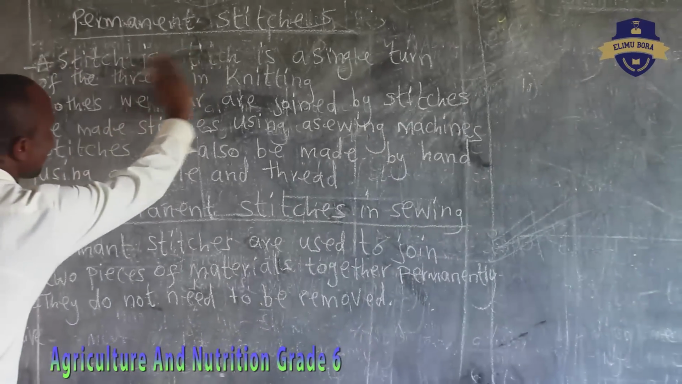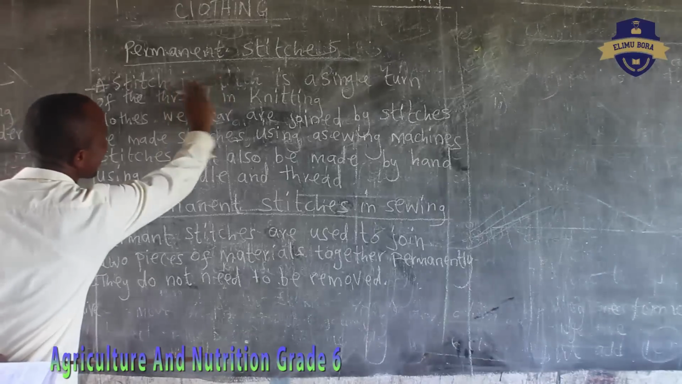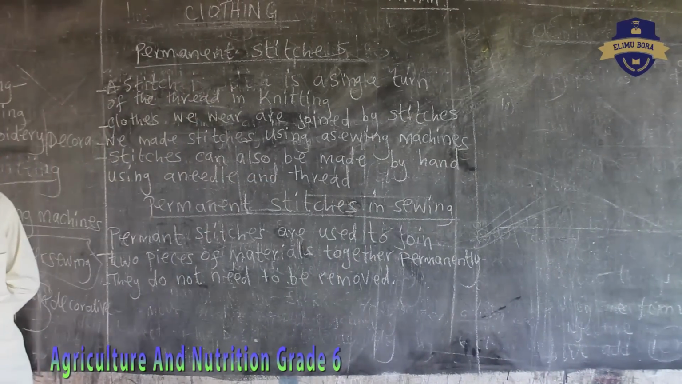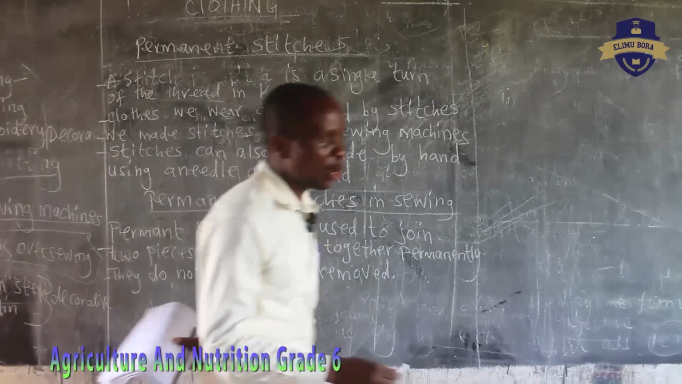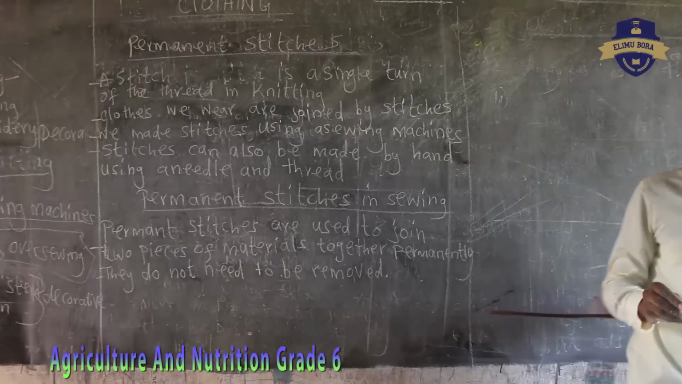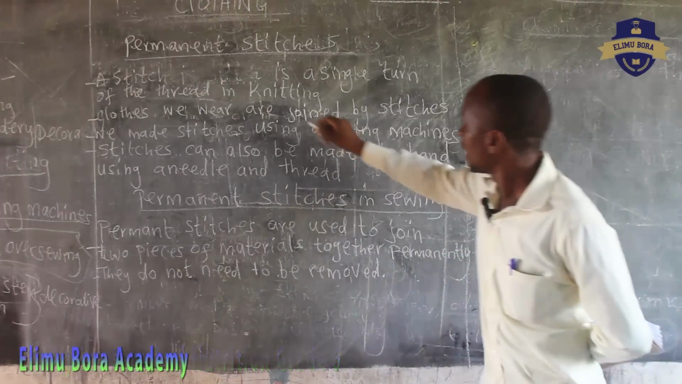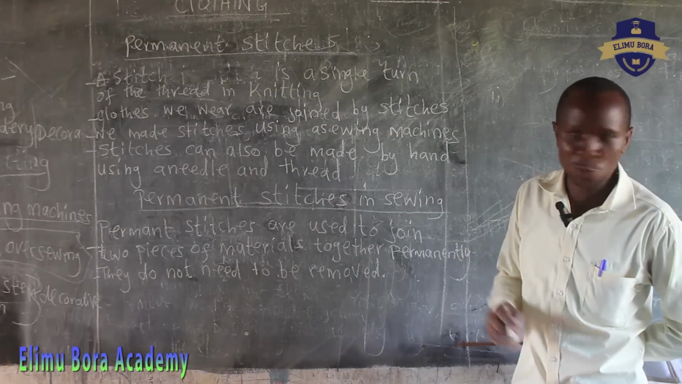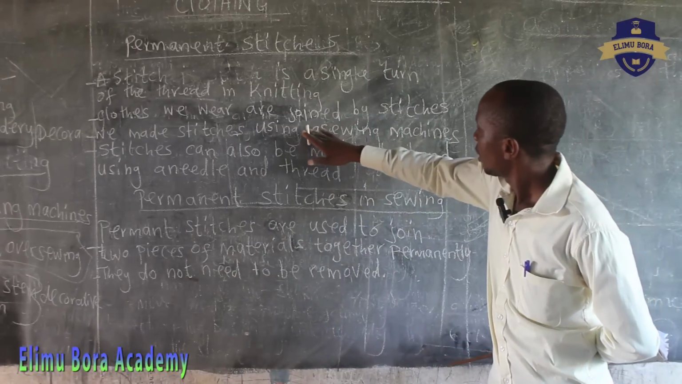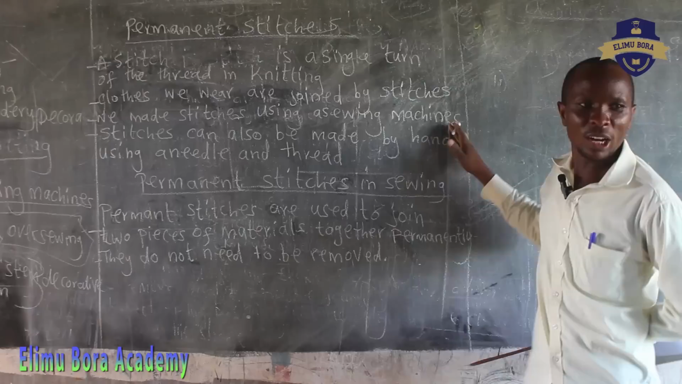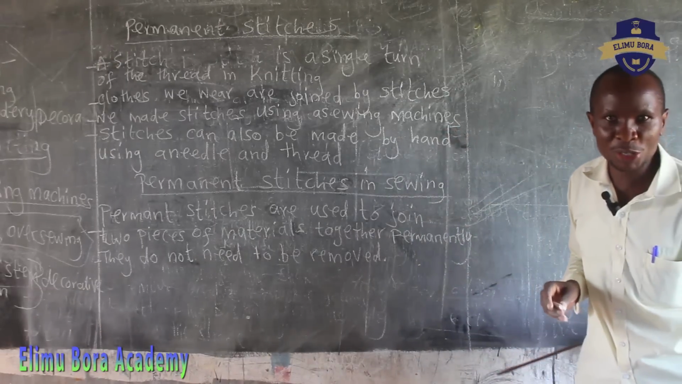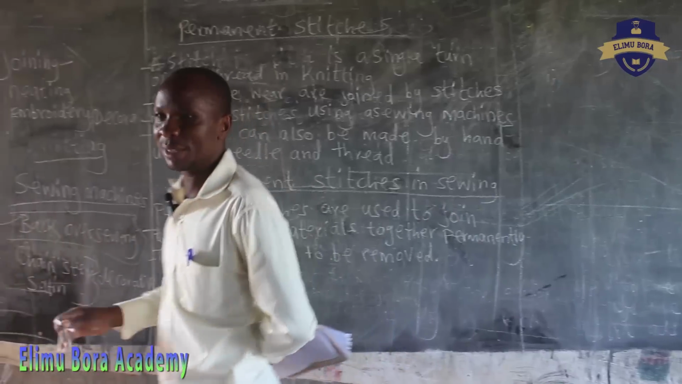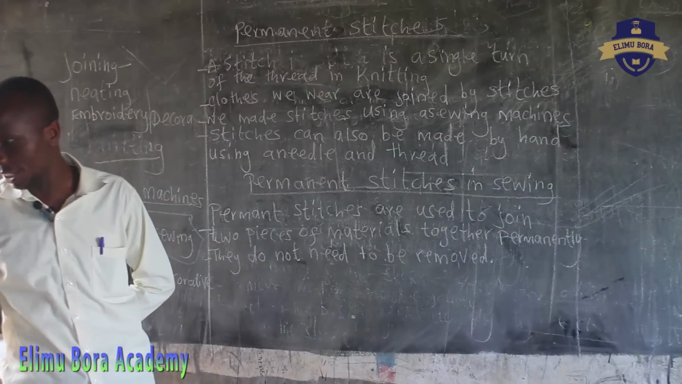A stitch is a single turn of the thread in knitting. The clothes that we wear are joined by what we call stitches. The stitches are made by use of a sewing machine.